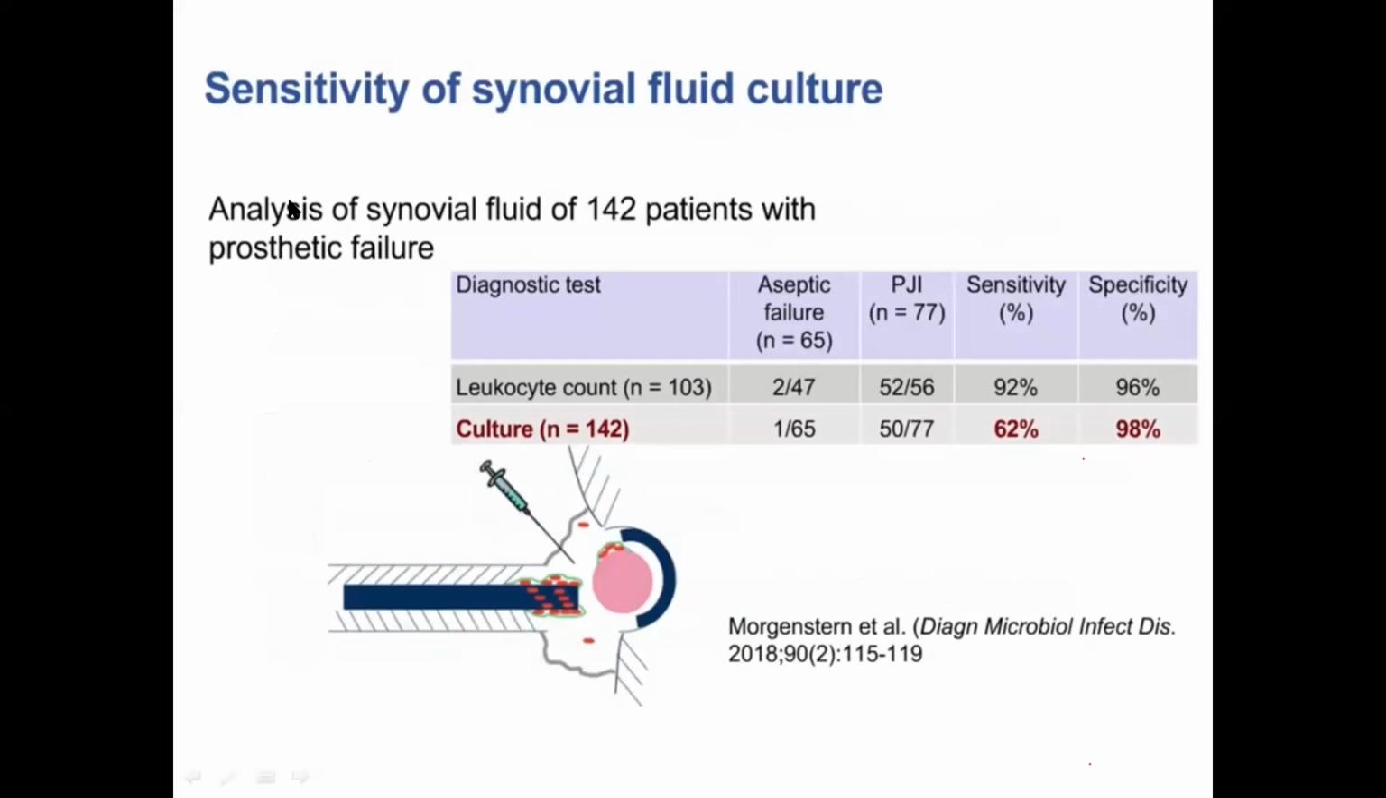As you see, the synovial fluid culture, again, the analysis here about 40 patients in 2018, it is suggestive that it is more specific and sensitive. But here, it's sensitive but not specific. So in culture, as you will see later, it is more specific here.